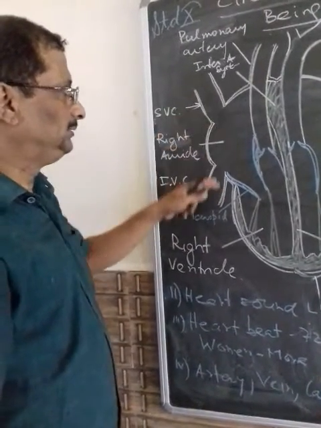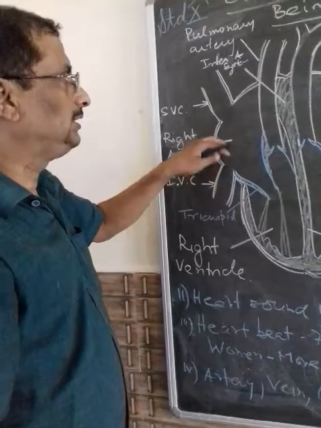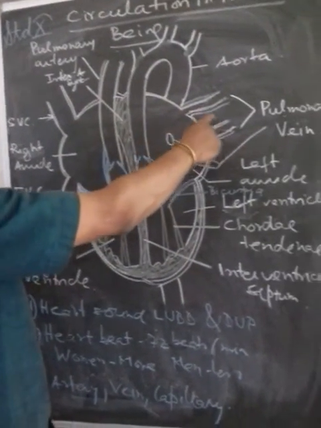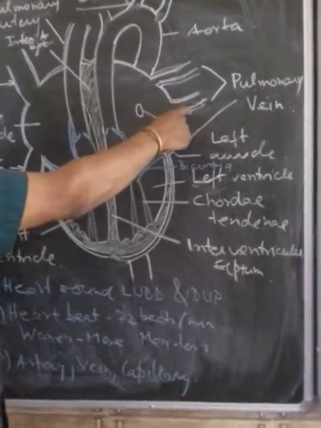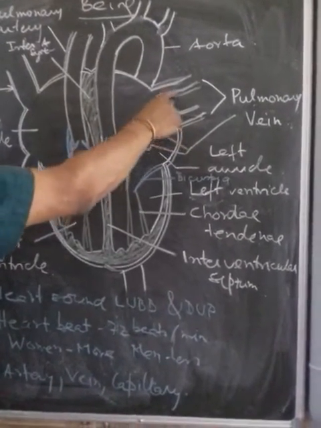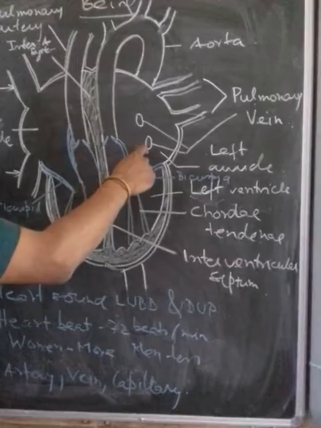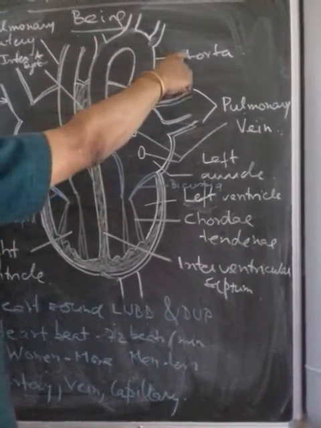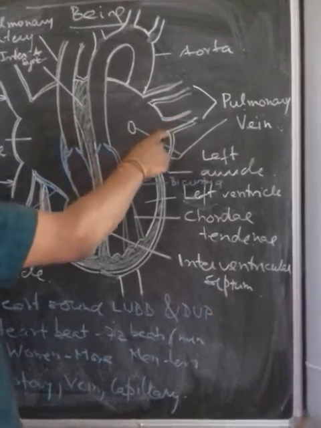So they bring deoxygenated blood. So this is towards the heart. Another, you can see that towards the heart is the pulmonary vein. These pulmonary veins are 4 in number. You can see 2 here and 2 I have shown from the back. Now this brings the blood from the lungs. So they bring the oxygenated blood from the lungs.